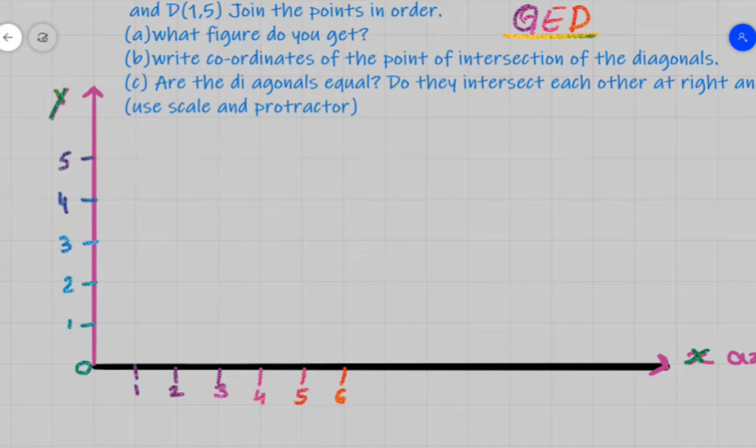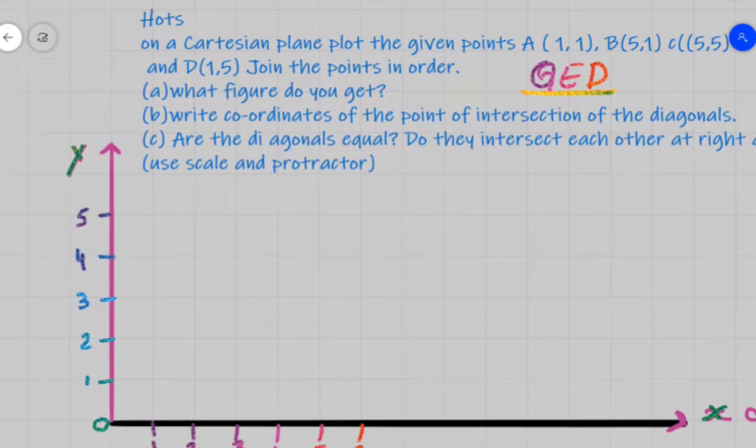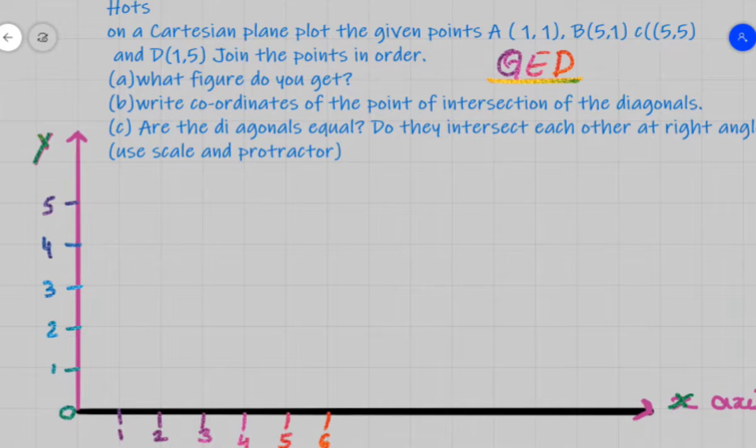Now what was our first point? Our first point was 1, 1. So you can plot here. This is your 1, 1. From x-axis 1 and from y-axis 1. This is A, so write down A here.